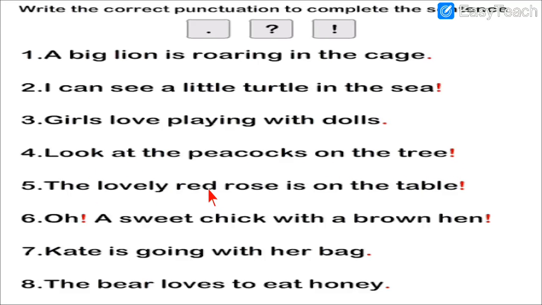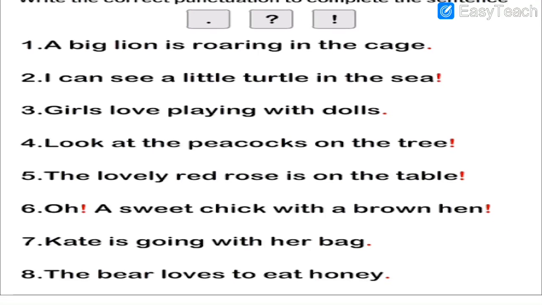Number 5, the lovely red rose is on the table. Again you are very happy seeing the lovely red rose. So your happiness is described with exclamation mark. Number 6, oh, a sweet chick with a brown hen. Again, see, oh, this is interjection. A sweet chick with the brown hen. You are very excited seeing the chick with the brown hen. So, that is exclamatory sentence and exclamation mark is given. These are all called punctuation marks which we are learning.